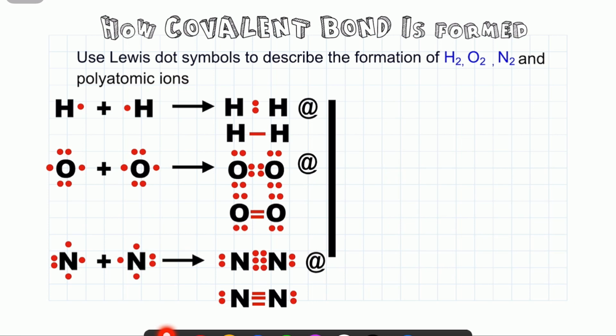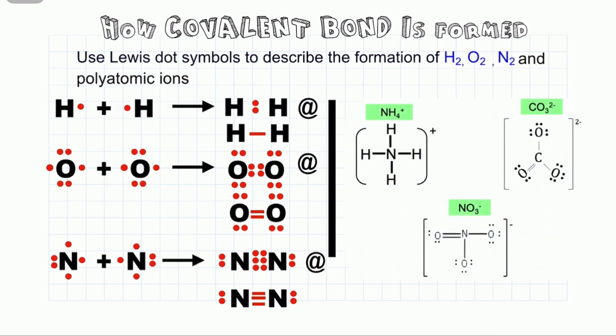The difference from the ionic bond is that you don't have to use an arrow to show that electrons are shared in the covalent bond. But for the ionic bond, you need to show an arrow, where the electron is transferred from the metal to the non-metal. Next, for the polyatomic ions, poly means more than one type of element.